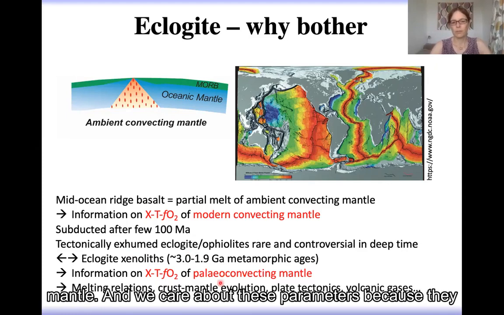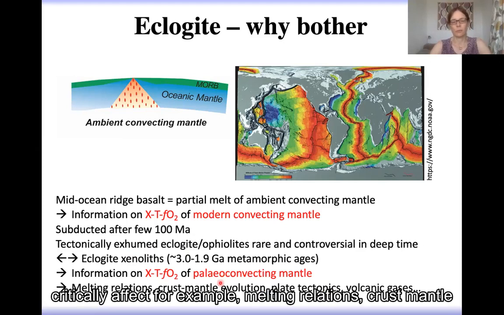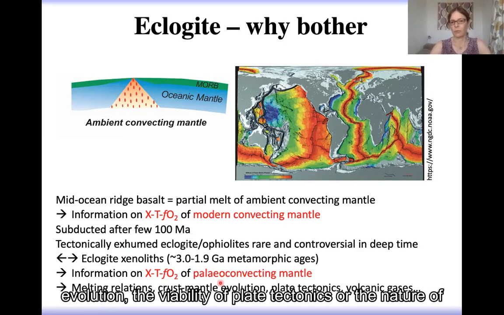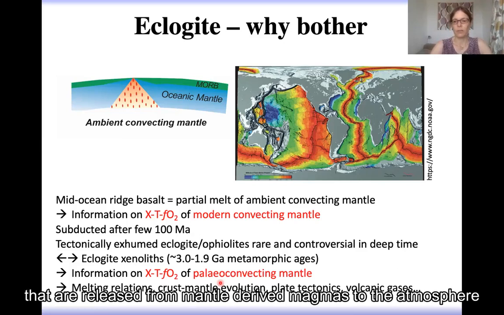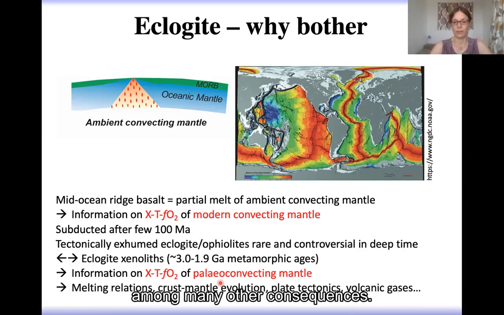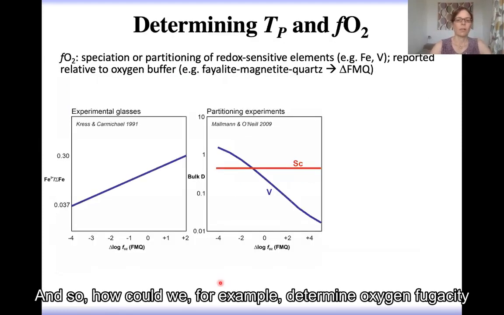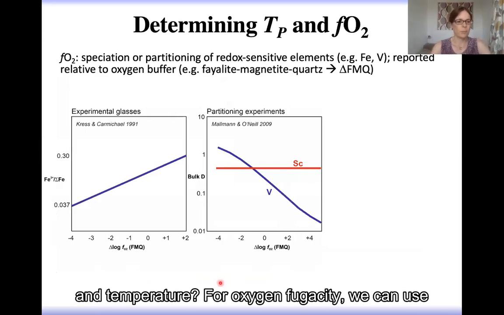And we care about these parameters because they critically affect, for example, melting relations, crust-mantle evolution, the viability of plate tectonics, or the nature of volcanic gases that are released from mantle-derived magmas to the atmosphere, ultimately, among many other consequences. And so how could we, for example, determine oxygen fugacity and temperature?